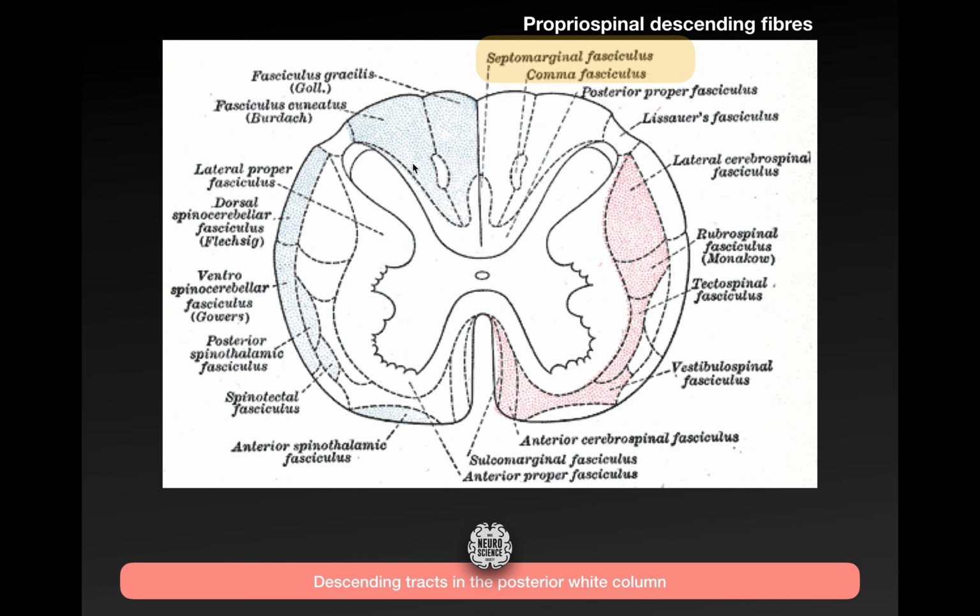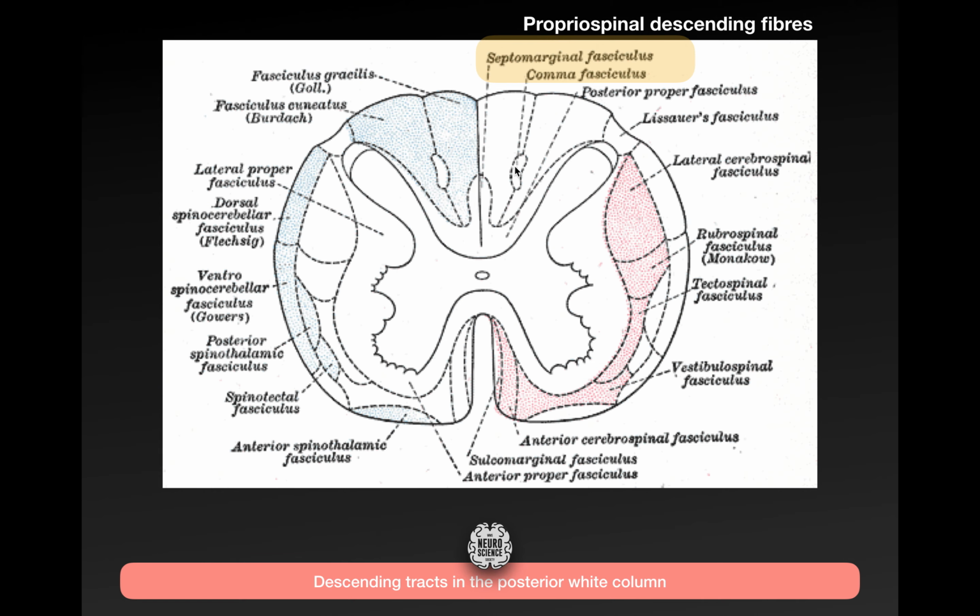But there are 2 other tracts that are hard to see unless you do a dissection or use specific stains. The septomarginal, because it's at the margins of this posterior septum here, and then this comma fasciculus, named after its shape. So this one's named after its location, this one's named after its shape. It has a few other names, but comma fasciculus will do.